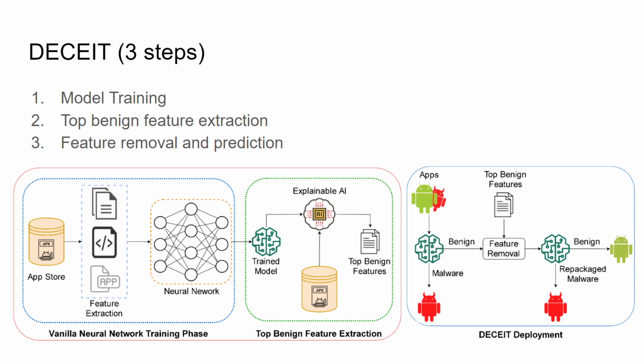DeceiT is a three-step process. In the first step, we train the model based on the features extracted from the apps, and once we have the neural network, we use explainable AI such as LIME to extract the top benign features. And once we have the feature list as well as the trained model, we can go to the third phase where we remove the top benign features from the feature representation of the apps, and then the new feature representation with the removed features becomes the input to the model, and then we look at the prediction of the model.